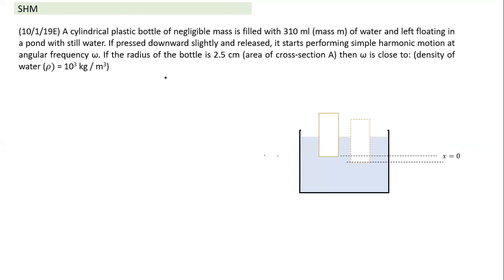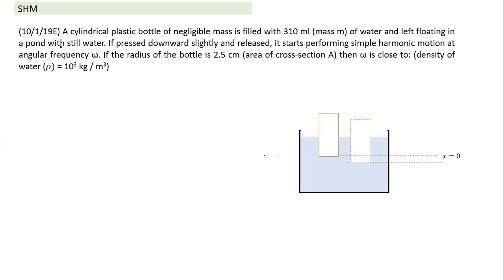So let's come to one more question on finding the time period of SHM. What is the question given here? I will do this question in a general way: a cylindrical plastic bottle. You can easily visualize this and do it at home also, with any cylindrical object which is light, not very heavy. It is filled with some quantity of water, and there is a water tank here. The bottle is filled with some volume of water, so basically it has a certain weight.